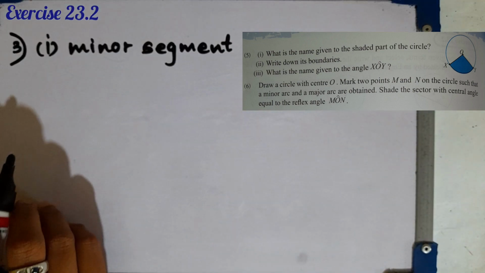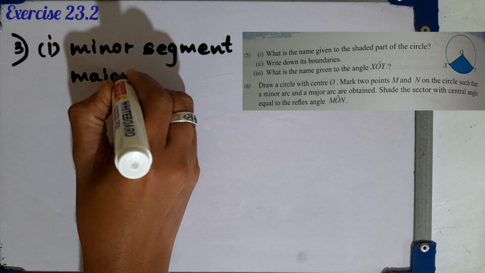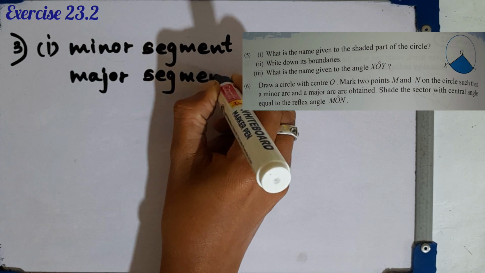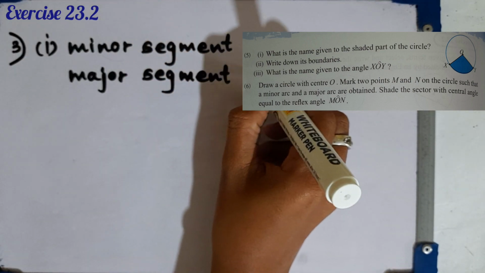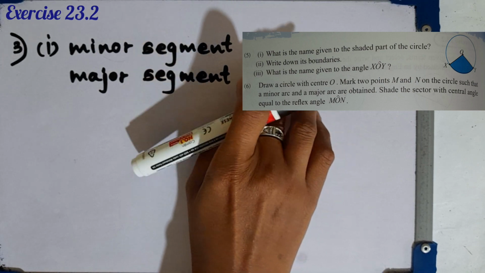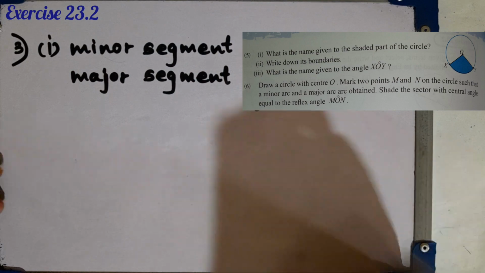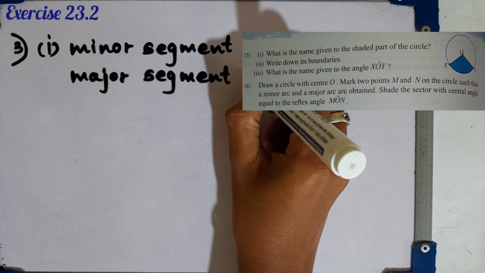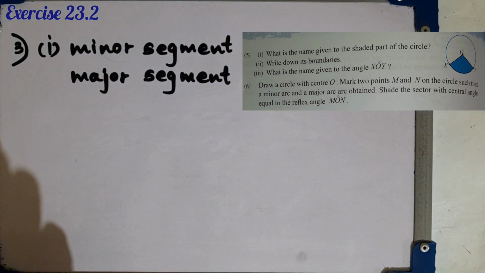Then the other one is major segment PSR. This is the way, not PQ here, it should be PS. Major segment PSR. Then part 2, shade the minor segment of the circle.